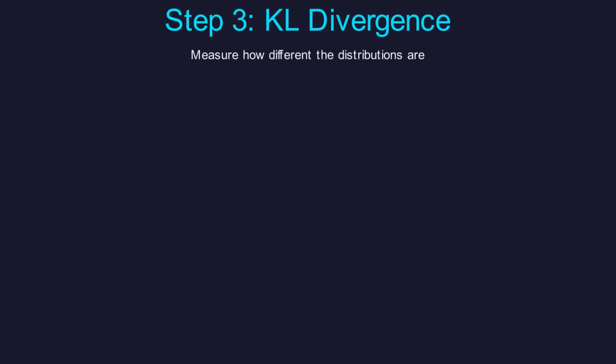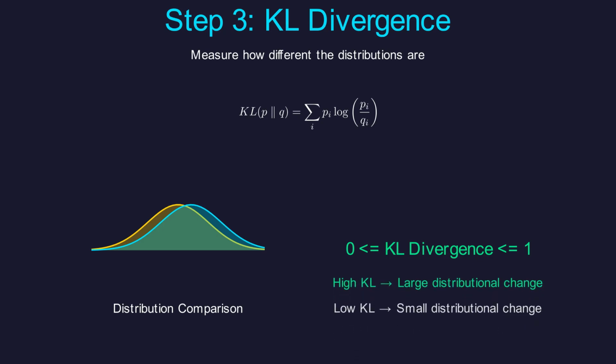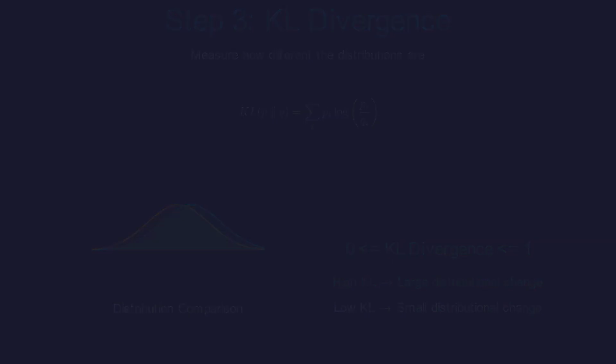Once we've computed the distributions for each row in the base model and the fine-tuned model, we use KL divergence, a mathematical formula, to understand how similar or how different those distributions are. So KL divergence is a value between 0 and 1. 0 means the distributions are extremely close. 1 means they're extremely different. So for each row of the models, we have those KL values.